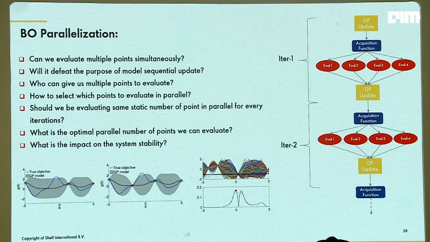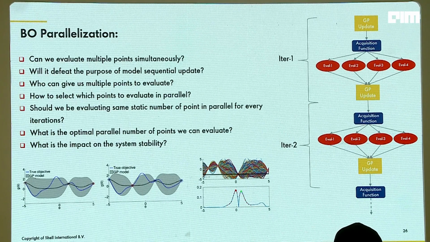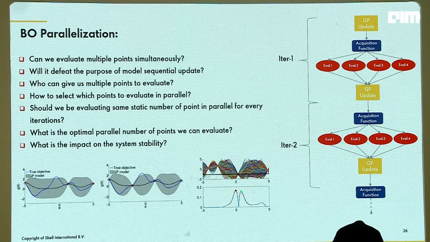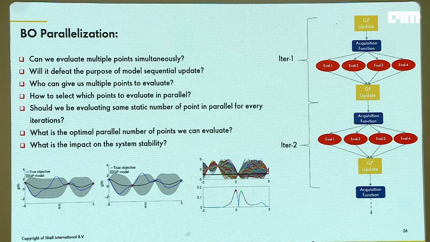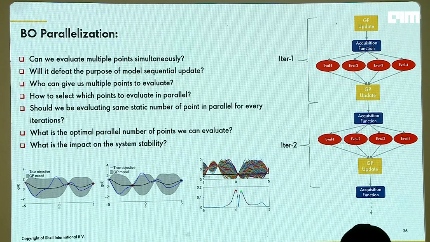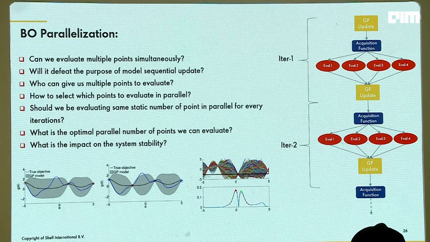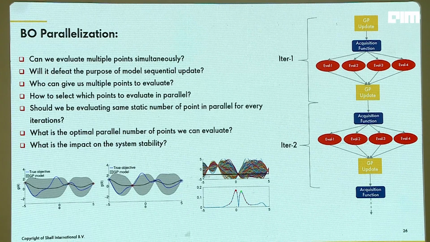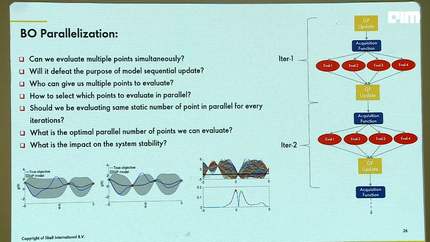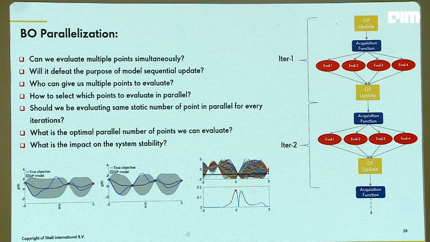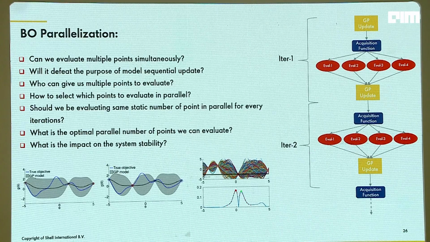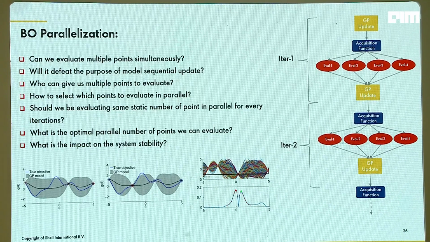So how do you make it parallel? The question we started asking ourselves is, can we evaluate multiple points simultaneously for a method which is hopelessly sequential? If we can, that's going to defeat the purpose of a sequential model update process, right? Then who can give us multiple points to evaluate? Which is that particular function? How do we select which points to evaluate in parallel? That's another question we need to address. Or should we evaluate the same static number of points in parallel for every iteration? For example, we started with 4 data points to evaluate in parallel. Should we have the same 4 cost function points in the next iteration also, or should we change that? A lot of questions, and who can help us provide those data points as well?